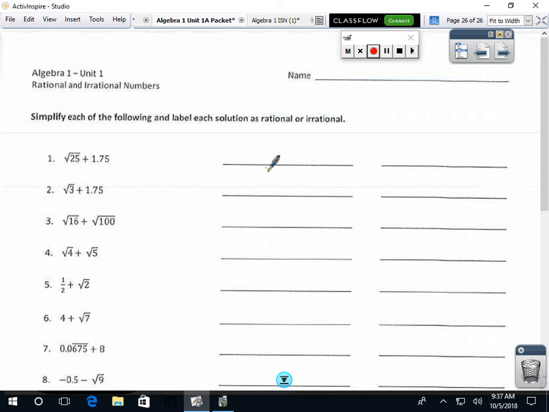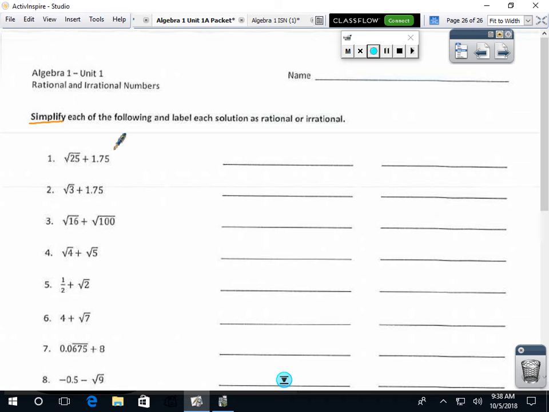All right, number 1. It says simplify each of the following and label each solution as rational or irrational. Okay, so for this page, you're not going to have to worry about classifying them as natural, whole, or integer. You're just going to have to classify them as rational, which means will become a fraction, or irrational, which means will not become a fraction. But before you do that, you've got to simplify it, and you'll write the simplified answer on this line.